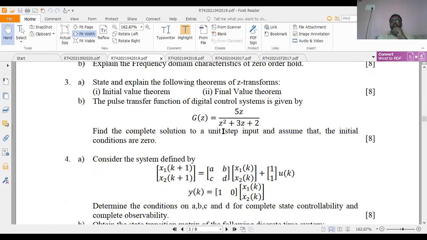In this one he has asked us to calculate the pulse transfer function of the system. He has given the G of z value directly. Find the complete solution to the unit step function. That means you have to take the unit step function as an input and consider the initial conditions as 0, and you have to derive the expression for the pulse transfer function.